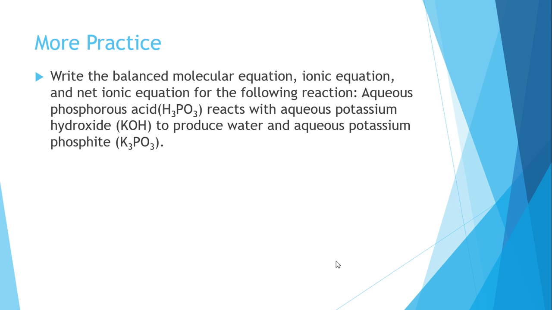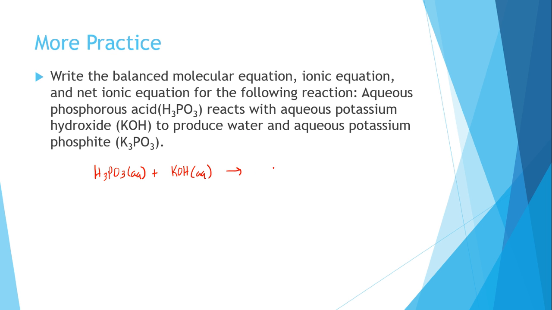And the last one is the one that's going to be a little bit different because I'm going to kind of tell you what they're going to form. Also, we're going to be working with a weak acid and see what happens when we have one of those. So here it says aqueous phosphorus acid. So we know that this is H3PO3 and it's aqueous. Reacts with potassium hydroxide and it says it's aqueous as well. So we can just put AQ after it.